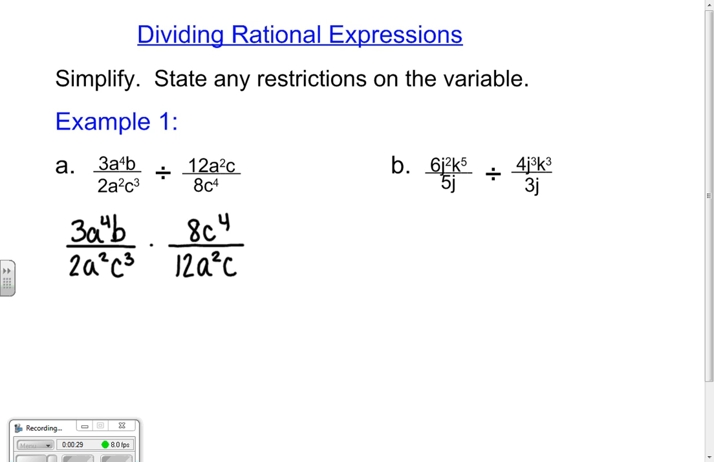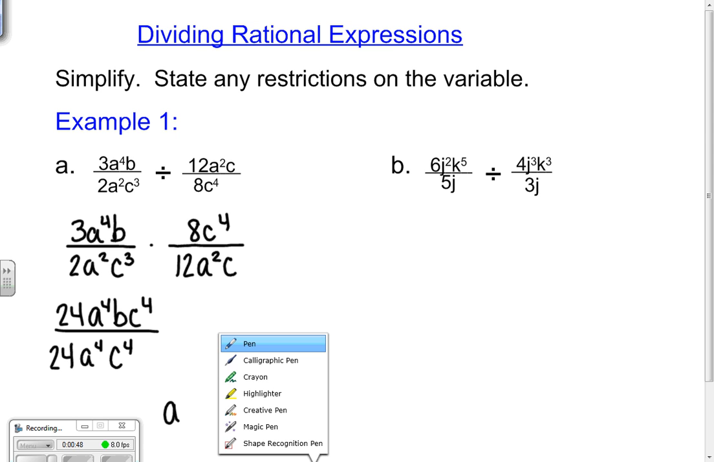Anytime that there are not plus or minuses, we multiply across the top. 3 times 8 is 24. I have an a to the fourth, a b, and a c to the fourth. On the bottom, 2 times 12 is 24. I have an a to the fourth and a c to the fourth. Remember to do your restrictions before you cancel.